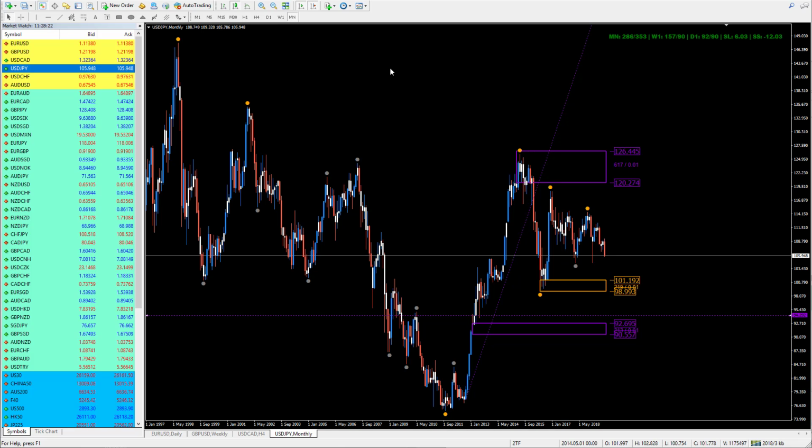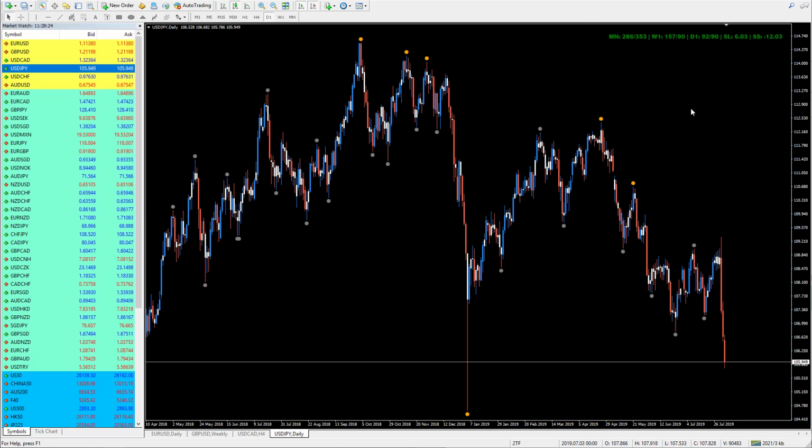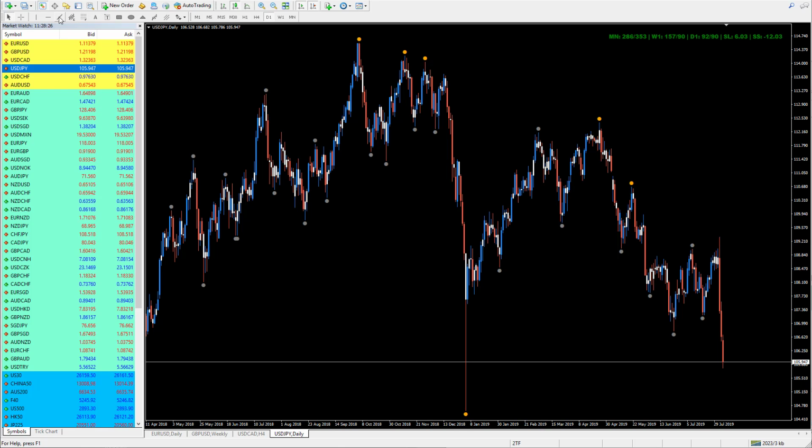You can see here, if we go to the daily chart, that this market structure has been compromised by what? By this. So we do have this. Price has not been back since. Okay, not been back since. So you could look for that.